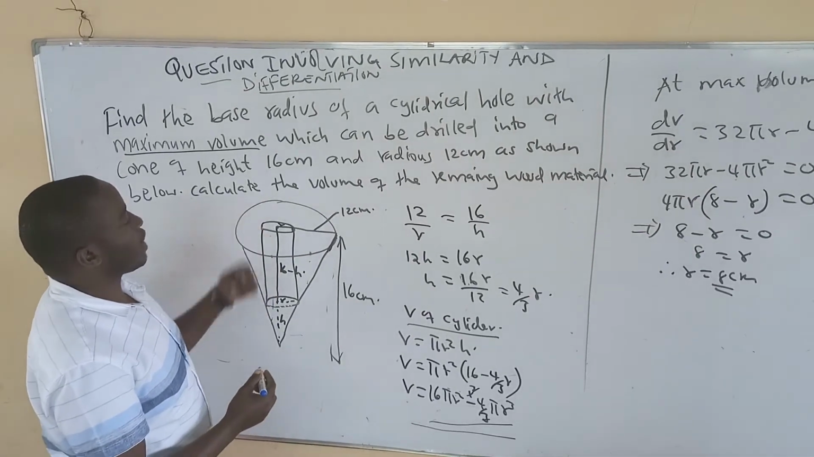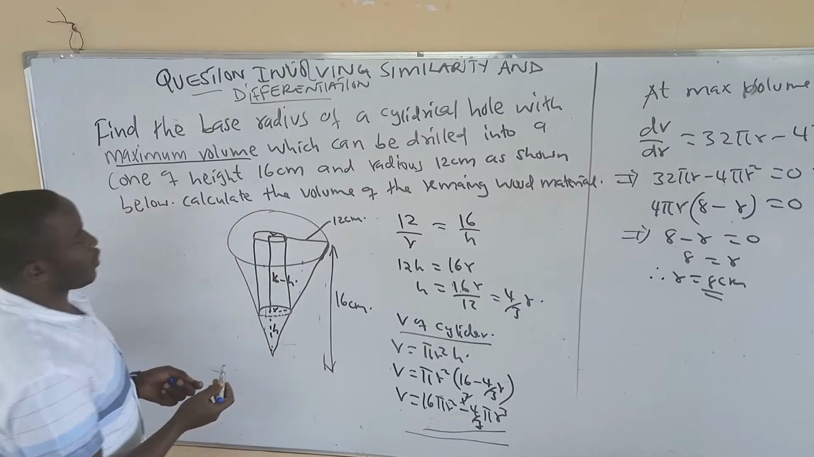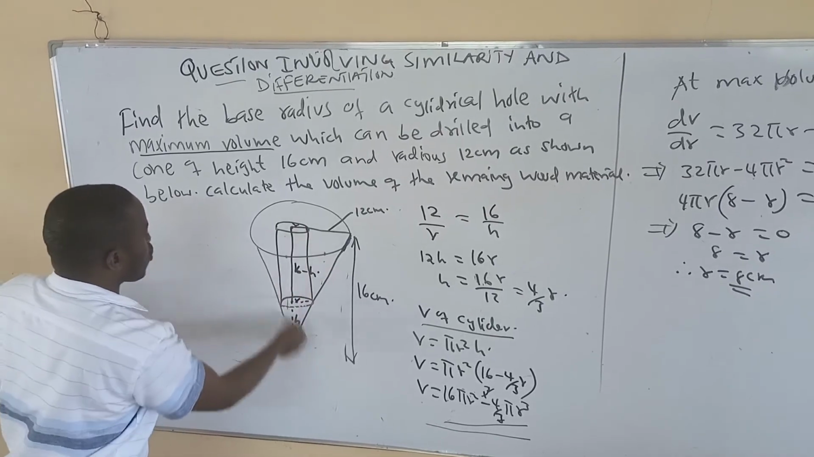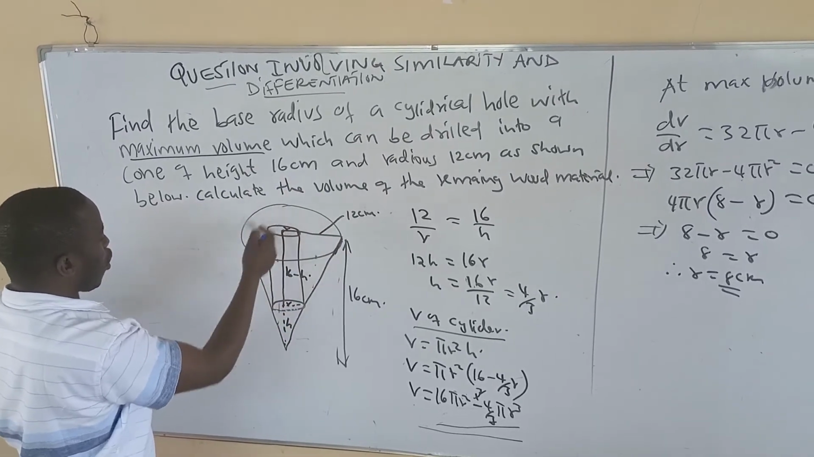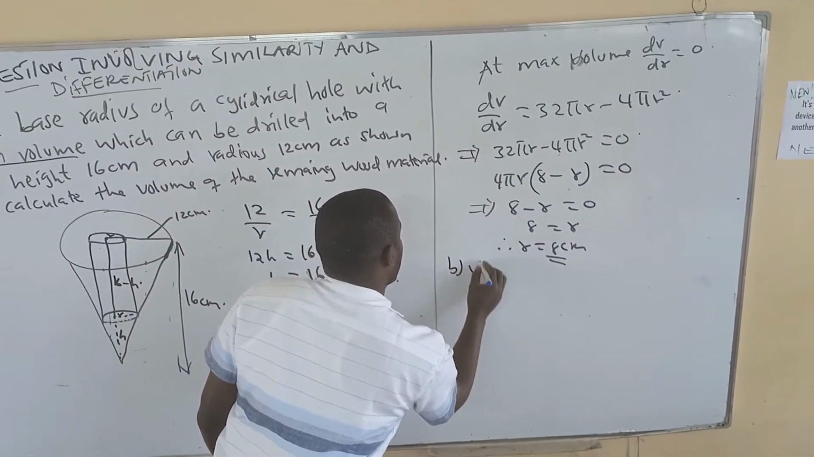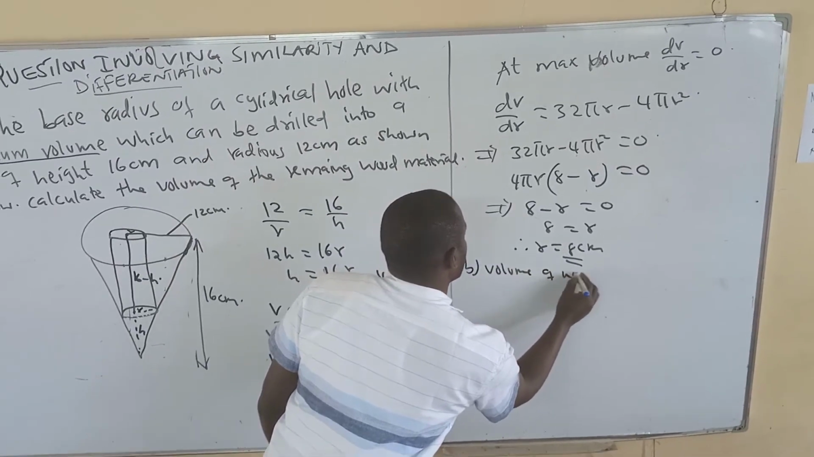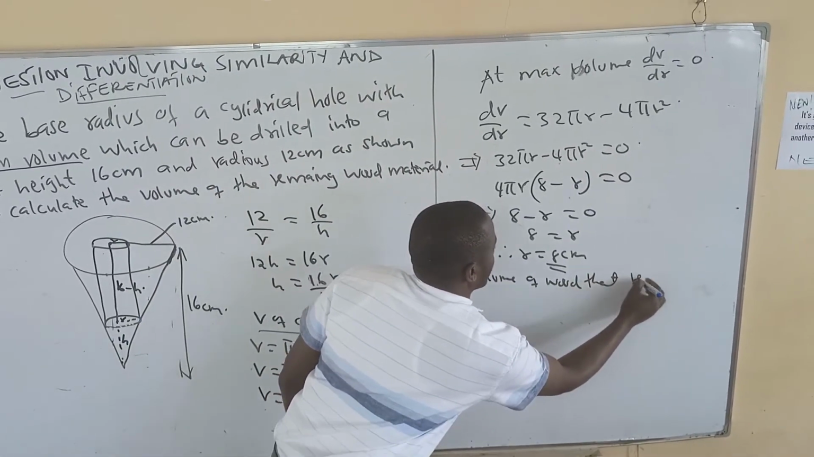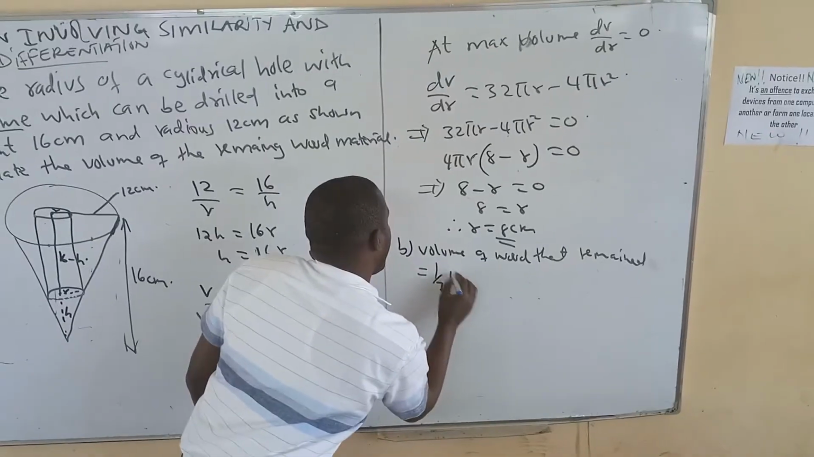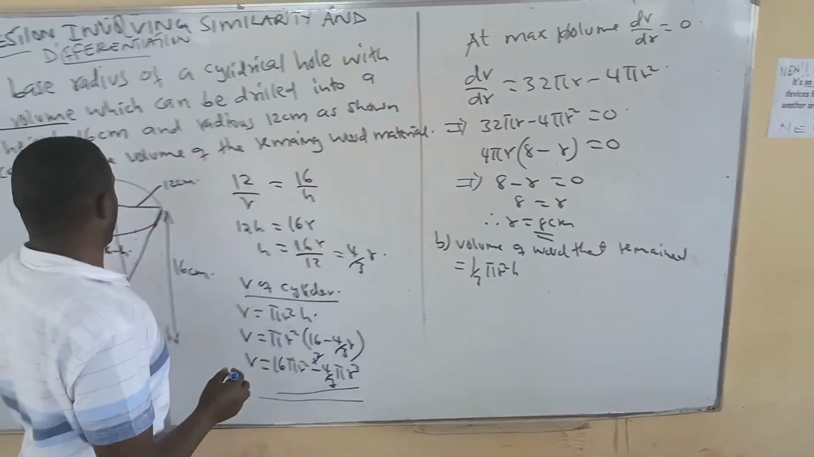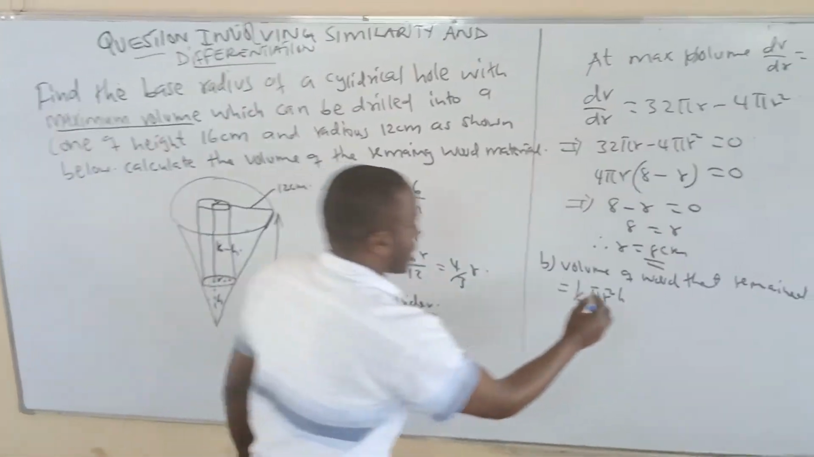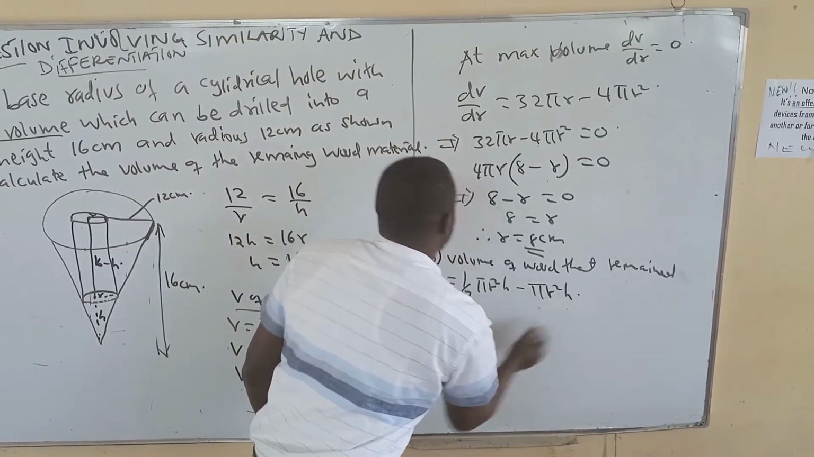Then from there, the other question asks us to find the volume of the material that remained. If it was drilled here, the remaining material is the volume of the whole cone minus the volume of the cylinder. So the volume of good that remained will be equal to a third pi r squared h, the volume of the cone, minus pi r squared h, the volume of the cylinder.